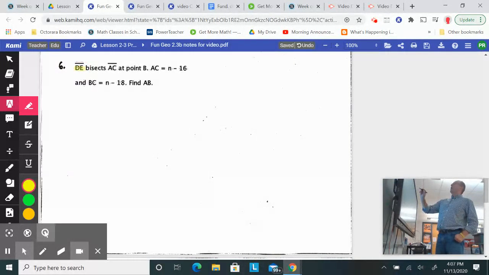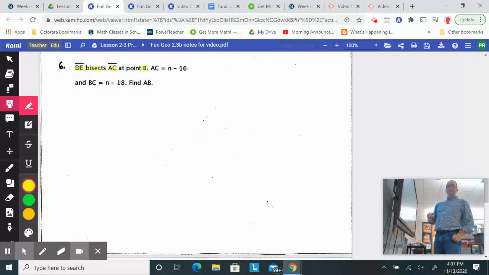All right, let's speed this one up a little bit so you can see it quicker and move on. We have a line segment DE. It bisects line segment AC at point B. We know the distance of A to C is n minus 16. B to C is n minus 18.